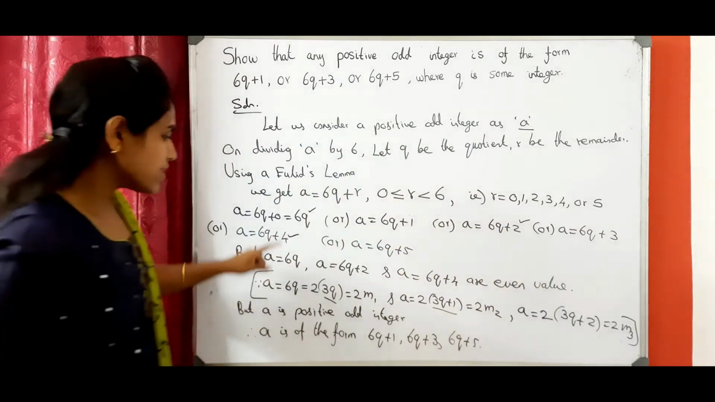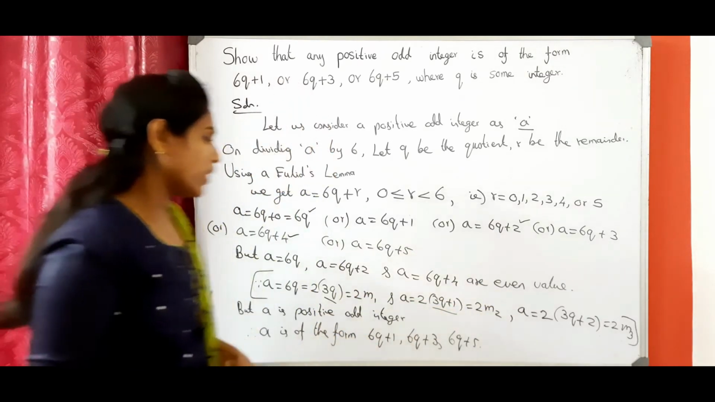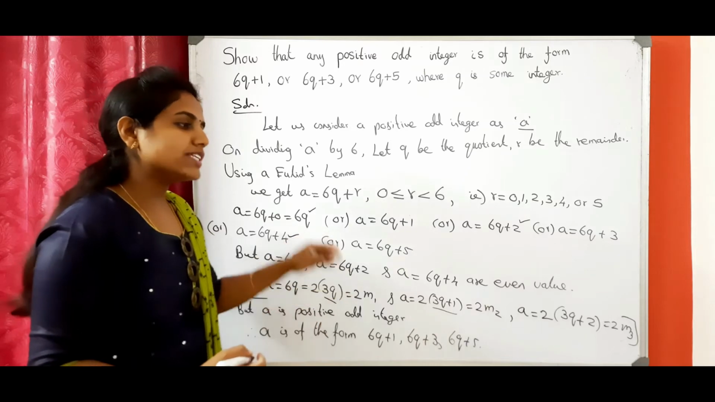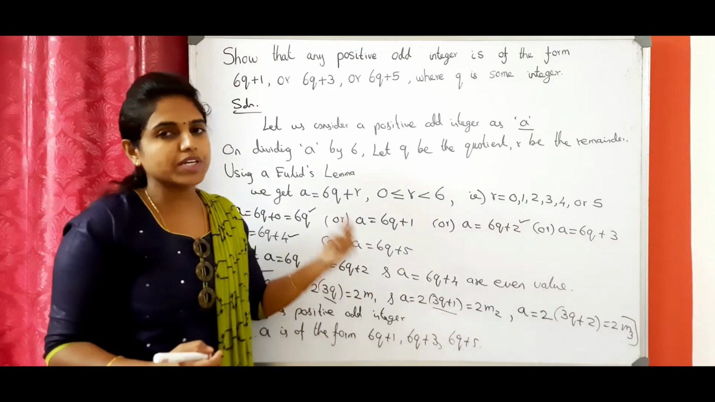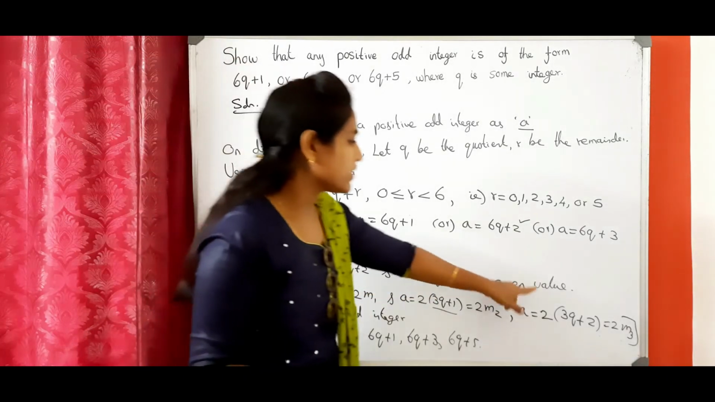These 3 are even values. Why? We can write them in the form of 2 into another integer. We know that 2 into any number is an even number. Therefore, these 3 are even values.